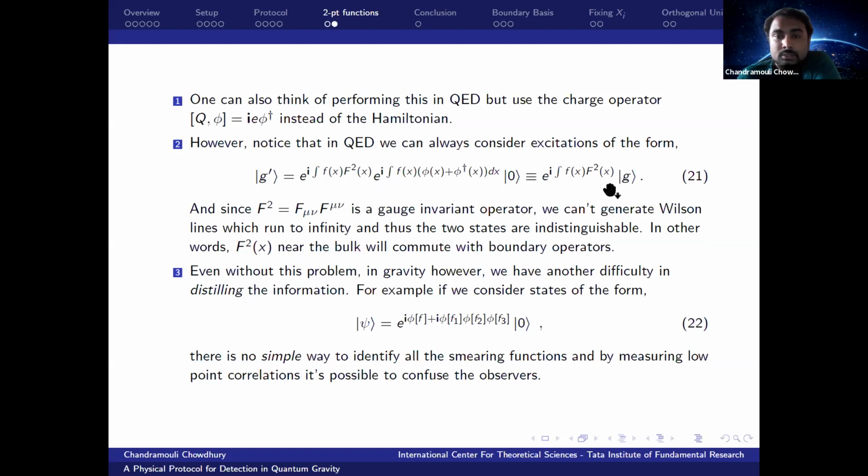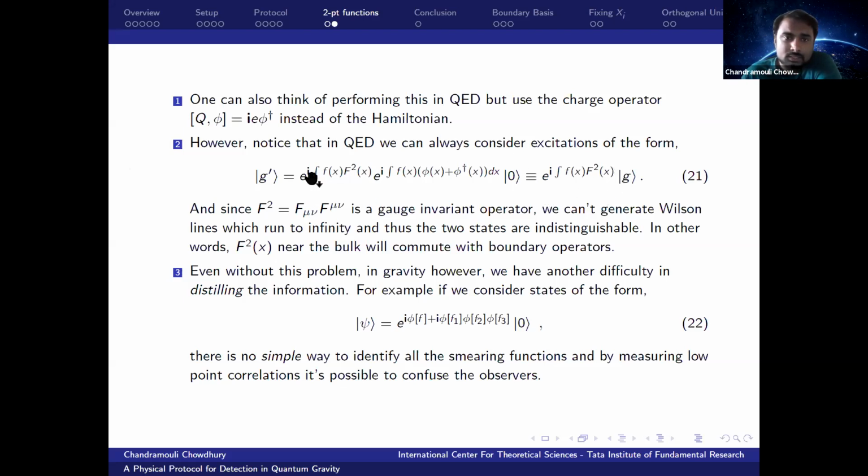Then instead of G, you can consider something like G prime, which is e to the power i times the integral of f(x) times capital F squared G. f(x) is again a smearing function. And this is a gauge invariant operator now. What it means is that it will commute with everything on the boundary. Since it's a gauge invariant operator, by microcausality, it will commute with stuff on the boundary. Therefore, by computing some 2-point function of the thing I showed you previously, you might not be able to determine this.